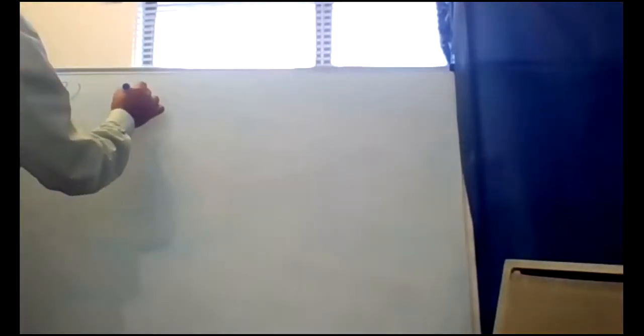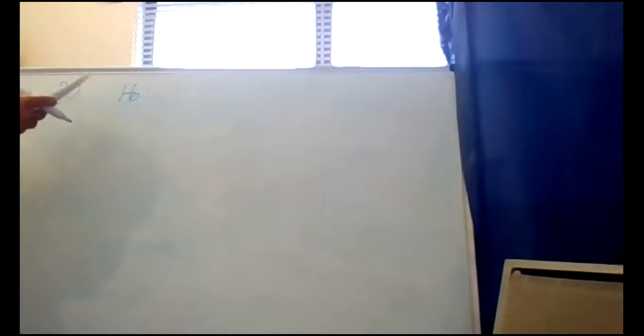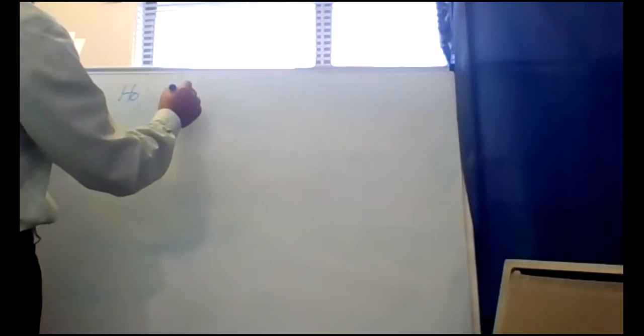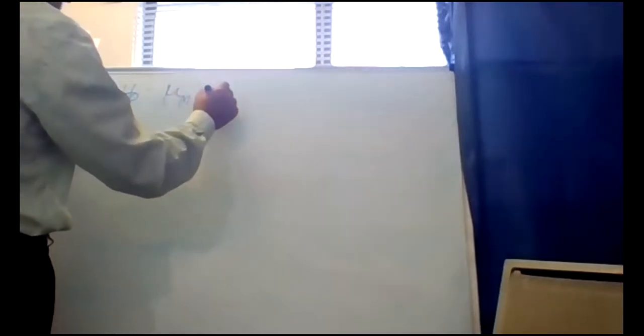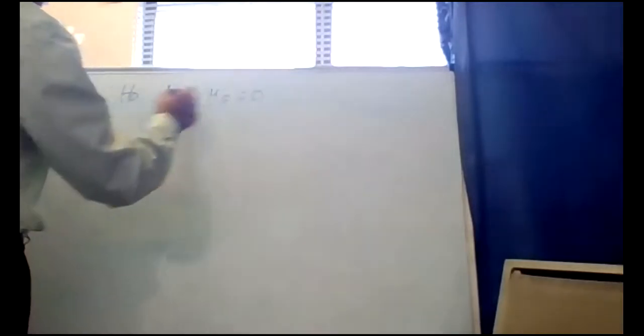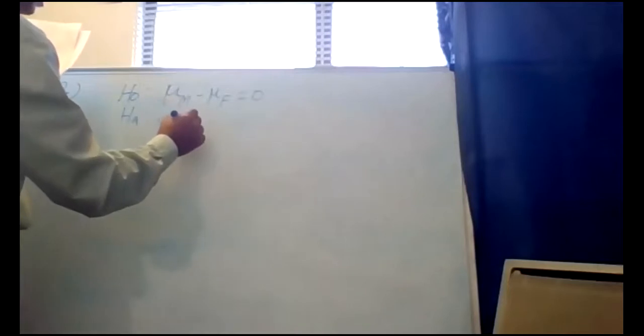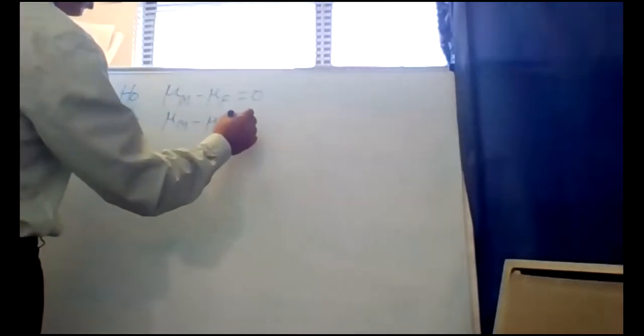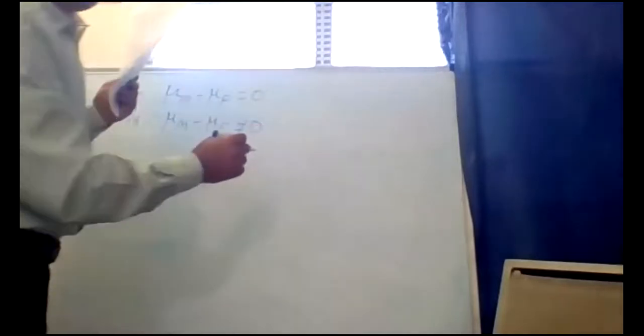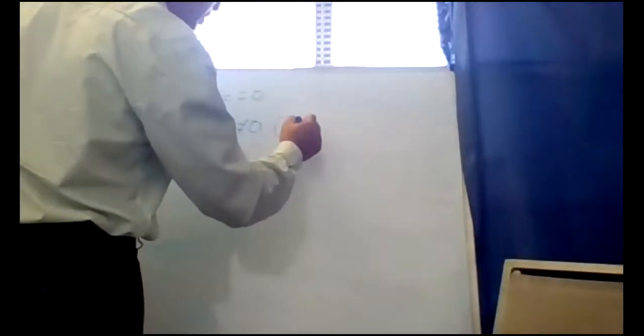So exercise number 2, I'm trying to formulate the null and alternative hypotheses. What is H0 here in the case of exercise 2? H0 will be mu M, the mean for males, minus mu F, the mean for females, equal to 0, whereas the alternative hypothesis HA will be mu M minus mu F not equal to 0. Since it is not equal to 0, clearly it is the case of a two-tail test.